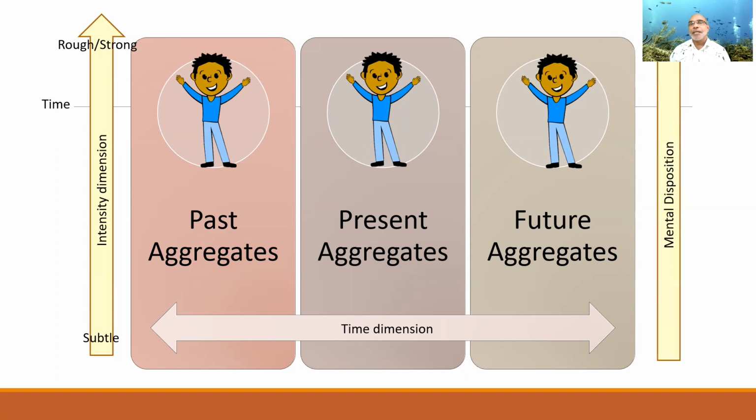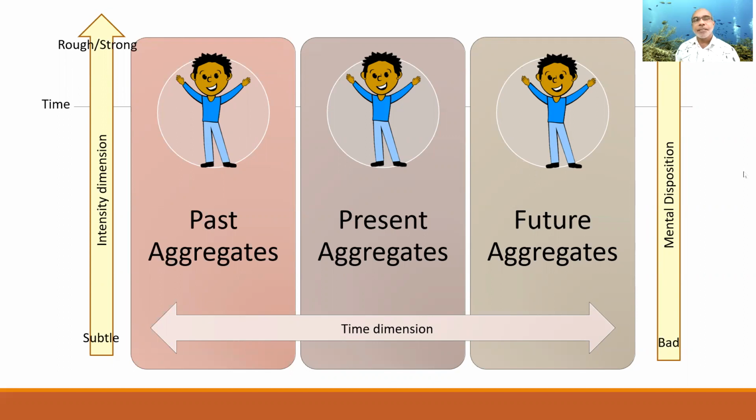Another factor you can add is mental disposition about that aggregate, which means whether you like it or dislike it. Depending on that, your mental disposition could be bad or good towards that feeling, that smell, or that color. Likewise, you can add the dimension called mental disposition.